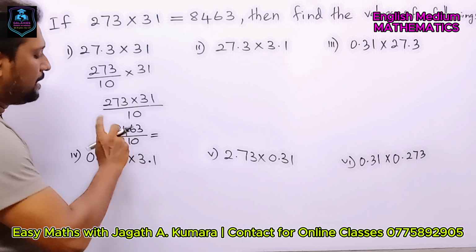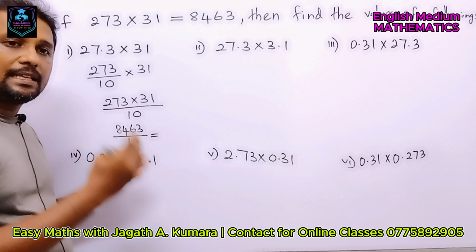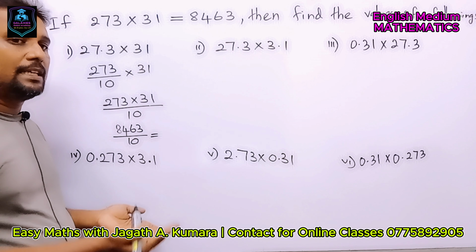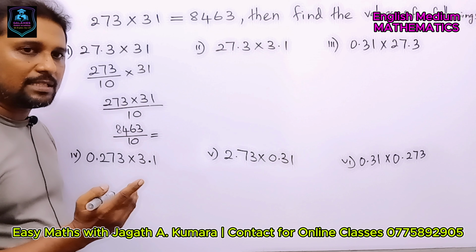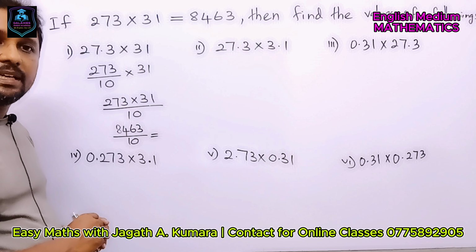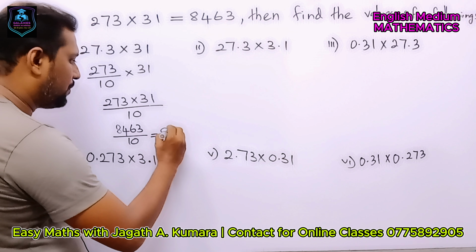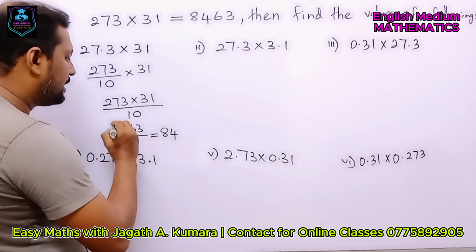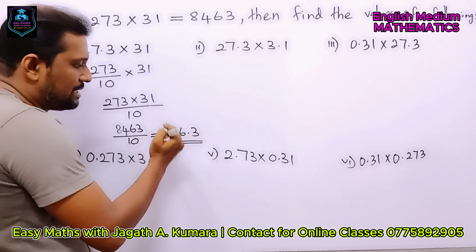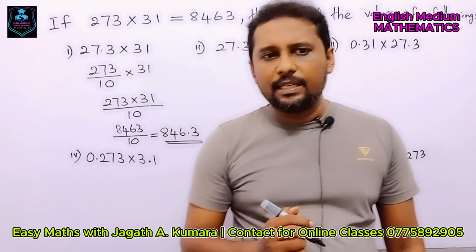Then you can write this value as a decimal number. If the denominator is 10, how many decimal places do you have to keep? One decimal place. That means before the last digit you have to keep the decimal point. So what is the answer? 846.3. One decimal place you have to keep. Are you clear? Can you understand?